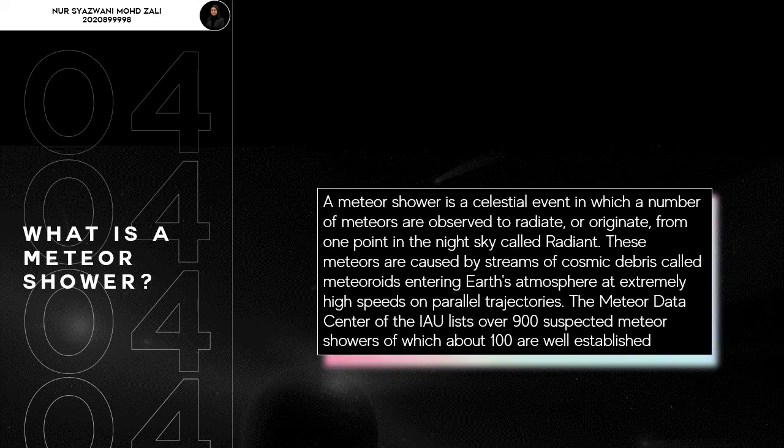Okay, now we move to the next issue that we will peel off in this topic: meteor shower. What is a meteor shower? A meteor shower is a celestial event in which a number of meteors are observed to radiate or originate from one point in the night sky called a radiant. These meteors are caused by streams of cosmic debris called meteoroids entering Earth's atmosphere at extremely high speed on parallel trajectories. The Meteor Data Center of the IAU lists over 900 suspected meteor showers, of which about 100 are well established.